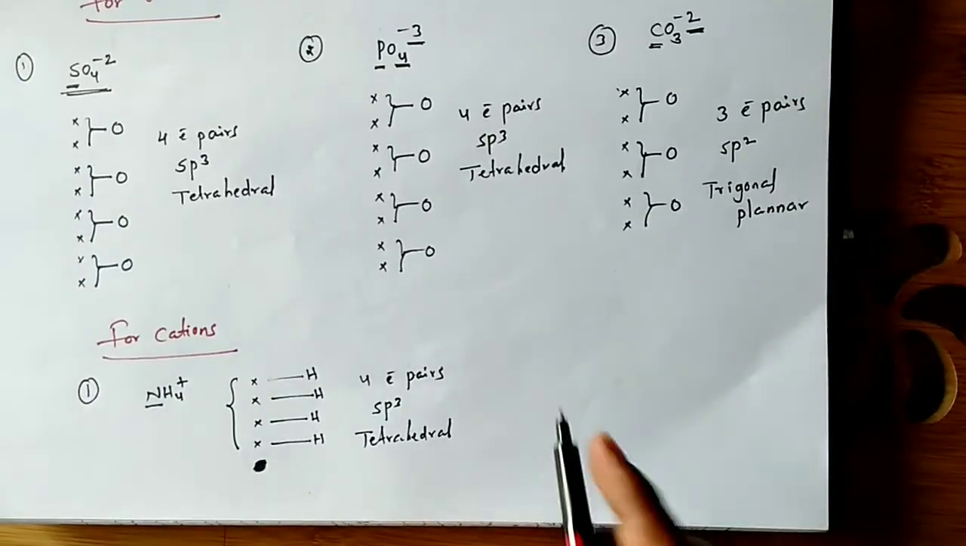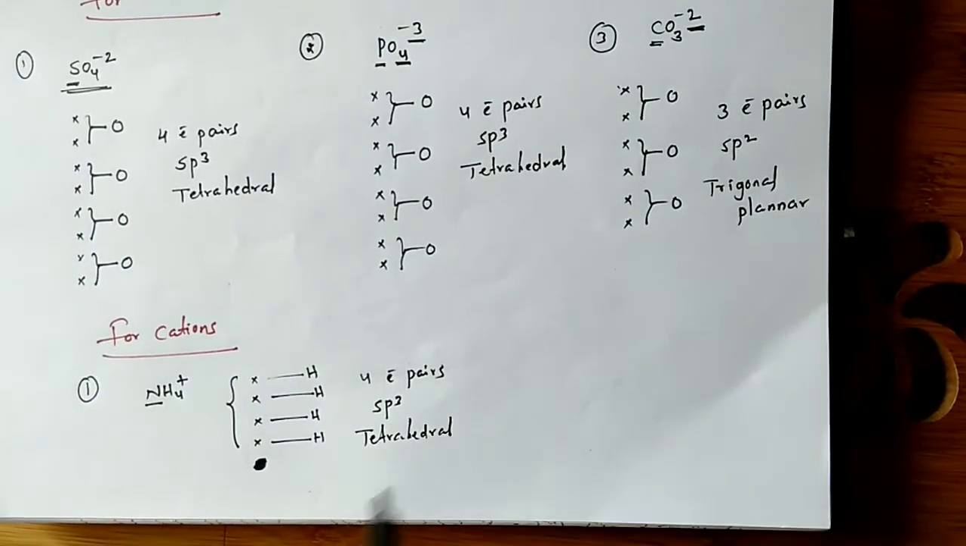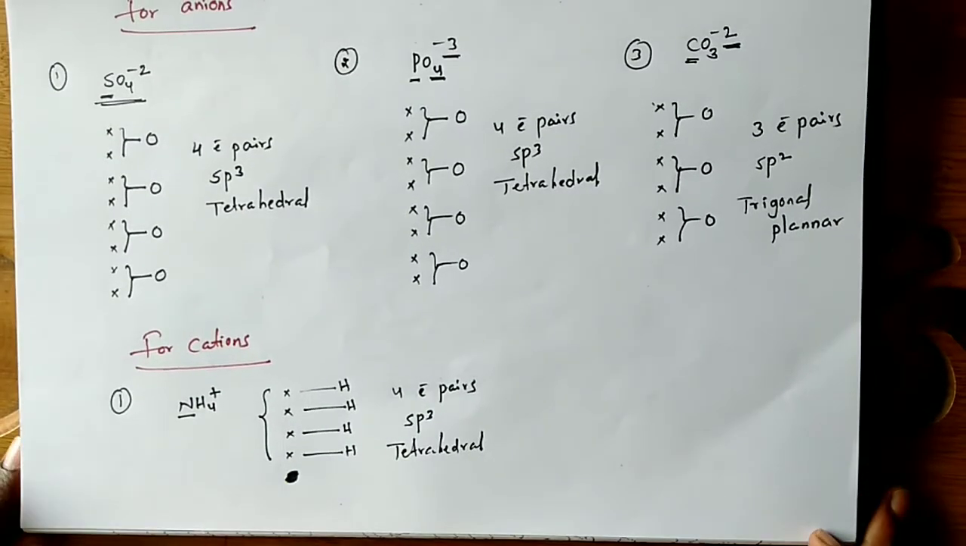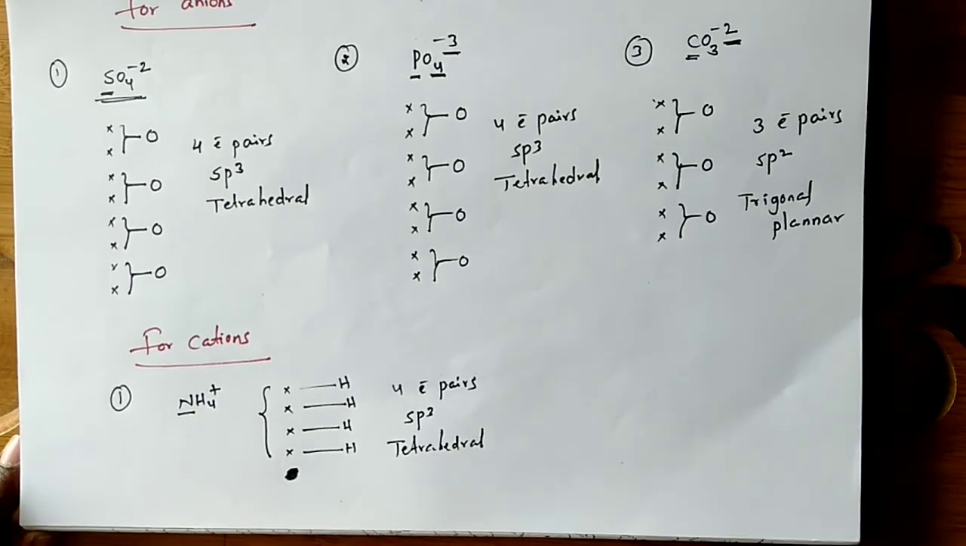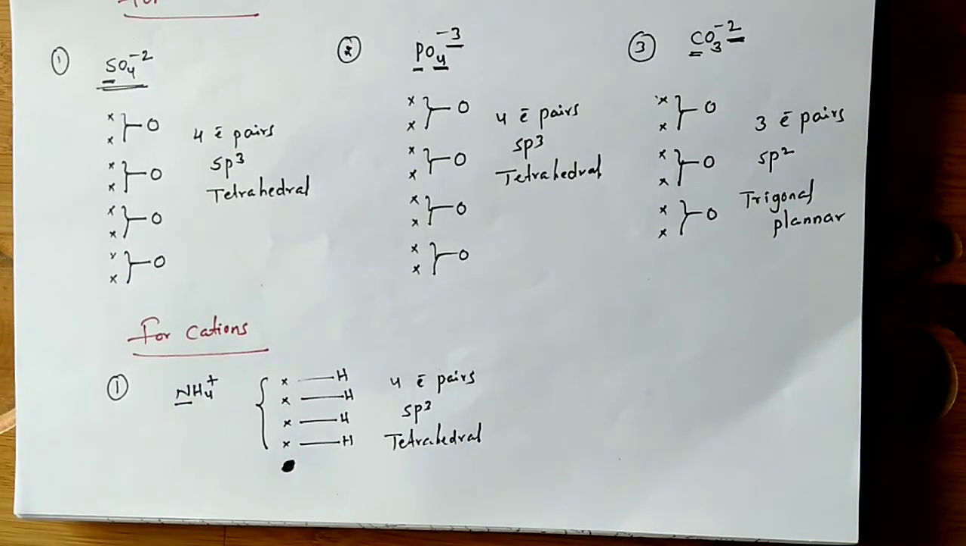So how to find the structure with lone pairs or without lone pairs? How to find the structure? I'll make one more video. Please refer to that video. It is a very easy technique to find the hybridization and the structure of molecules and ions.